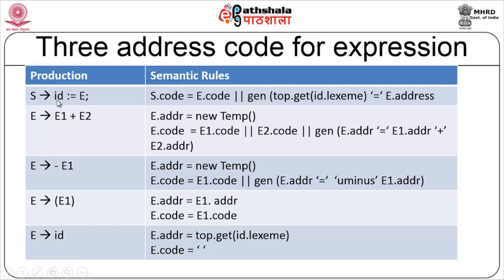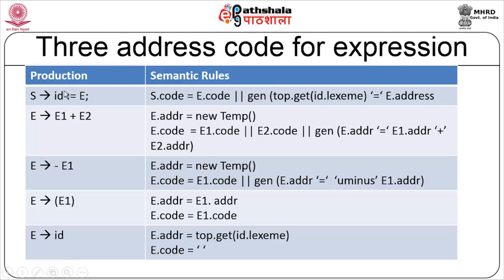What happens here? Supposing I say A is equal to B plus C, this S doesn't have any major role to play here. I will have to compute B plus C and put it into A. That is how we interpret this production. So what is my first job? My first job is to produce the code corresponding to E, and then that code is computed and assigned to this expression.